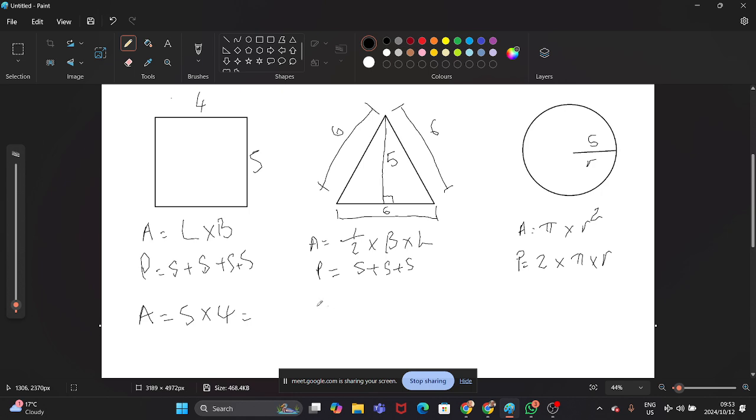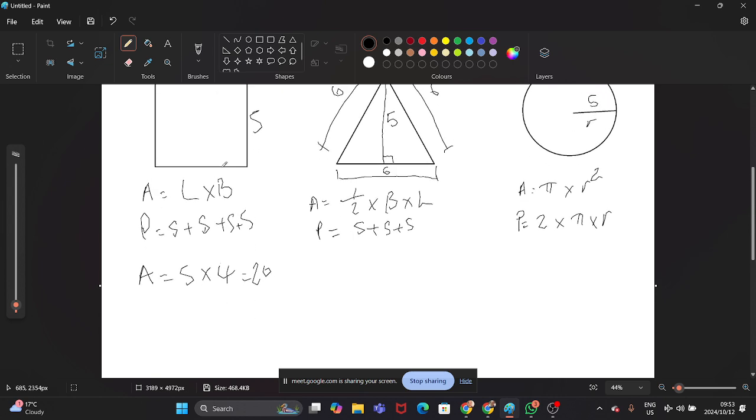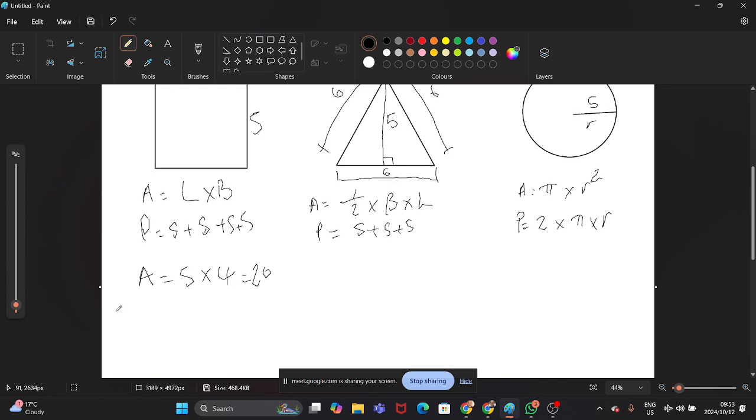Okay, 20. The perimeter, they tell us, is side plus side plus side. I'm just drawing a line to separate everything over here. So this is 5 plus 5 plus 5 plus 5 plus 4 plus 4. Okay, so that's 8 plus 10, and that gives us 18, right?